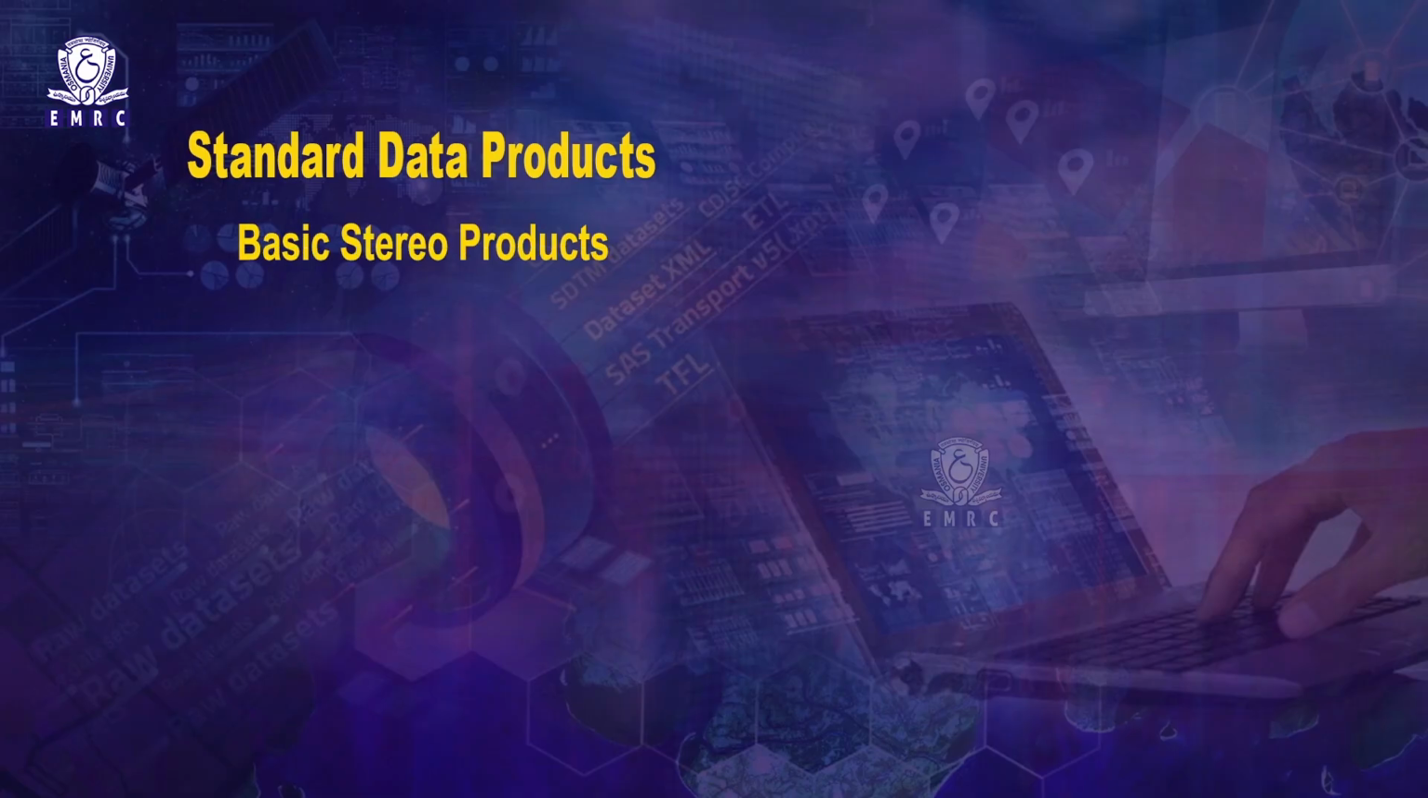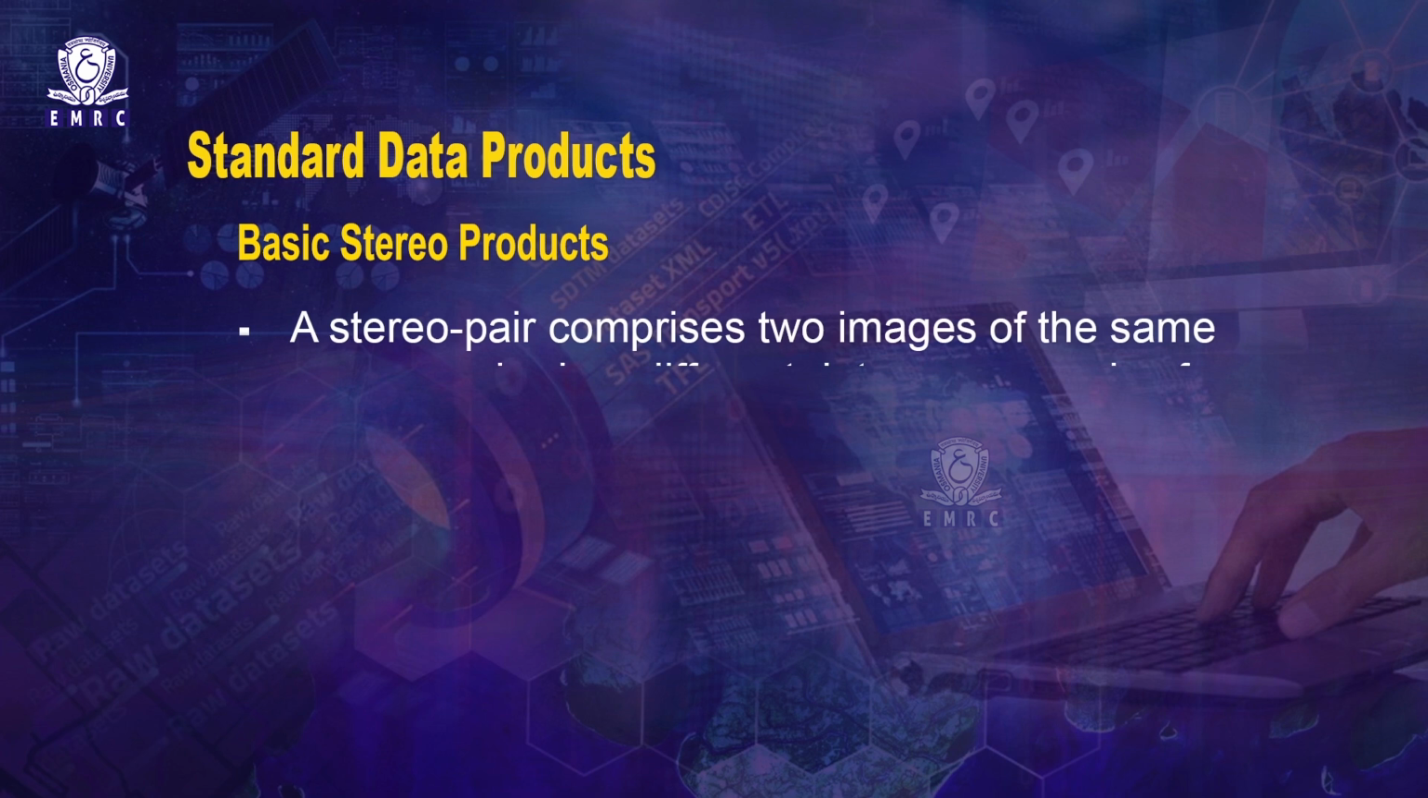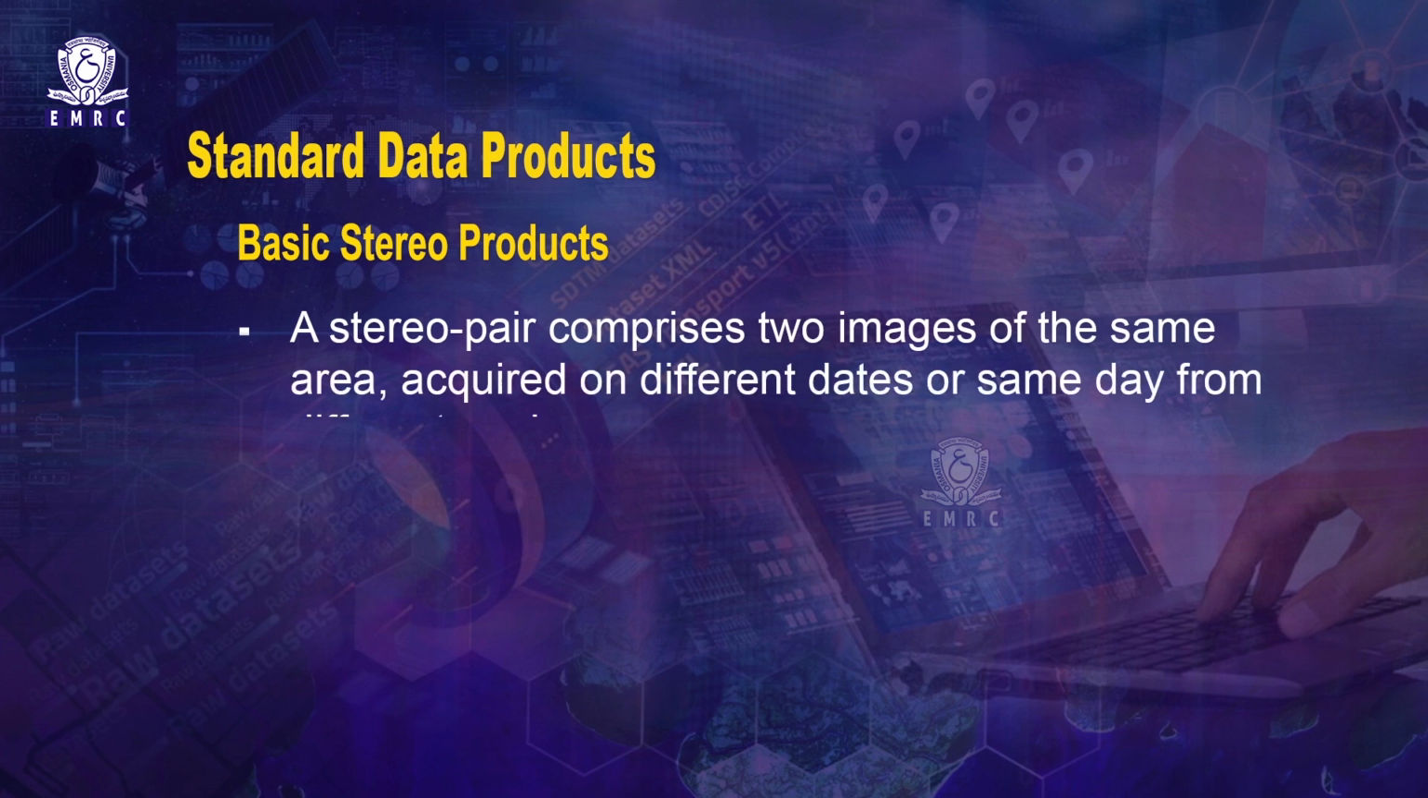Basic stereo products. A stereo pair comprises 2 images of the same area acquired on different dates or the same day from different angles. These products are used for generating digital elevation models or 3D visualization of the study area. Cartosat-1 mission provides along track stereo images.